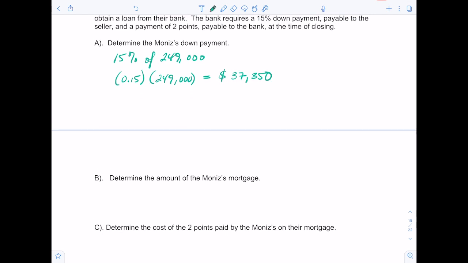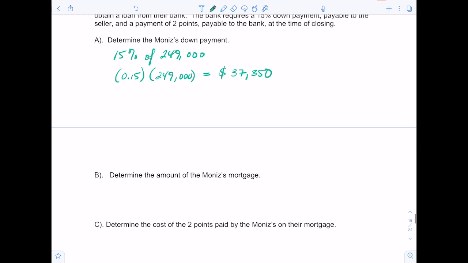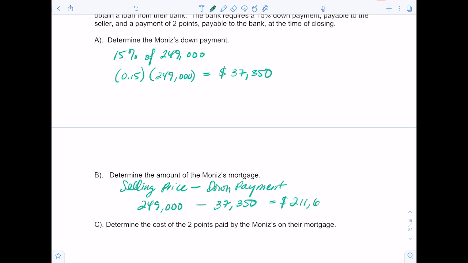Well, we know that the selling price of the home is $249,000. So to find the mortgage, I'm just going to take my selling price and subtract the down payment. The mortgage amount will be the difference of the two. The selling price of the home is $249,000, and the Monazes are putting $37,350 down. So their mortgage amount, if you subtract those, will be $211,650.